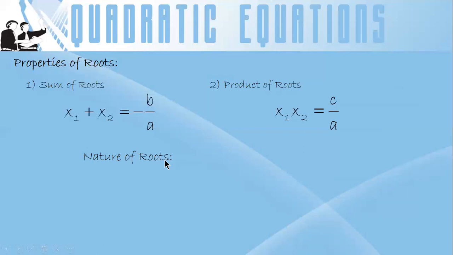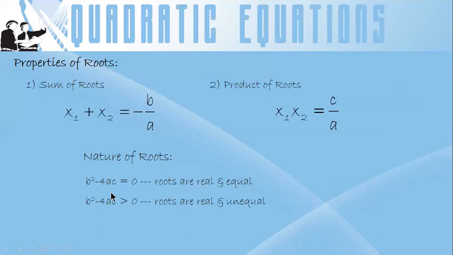Okay, nature sa roots. Di ba? Duha man ka roots, x1 and x2. So, may nature niya. Ang nature sa roots, makuha sa value sa radicand, discriminant, ang term under the radical sign. Radical or discriminant. Kung zero ang value, the roots are real and equal.